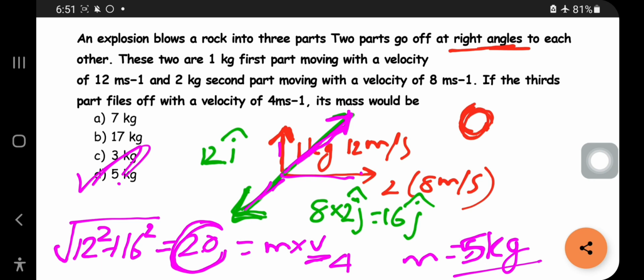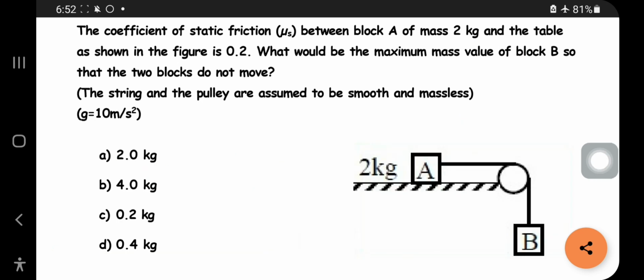These bomb blasting problems are also highly expected, like the previous question, so see to it. Let us move into the next question. This is a type of question related to tension and friction. The coefficient of static friction between block A of mass 2 kg and the table, as shown in the figure, is 0.2. What should be the maximum value of the mass of block B so that the two blocks do not move? The string and pulley are assumed to be smooth and massless.